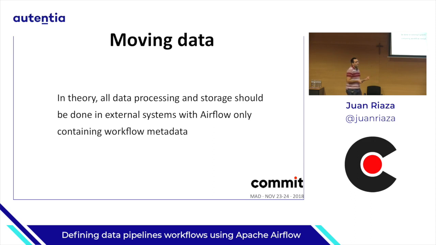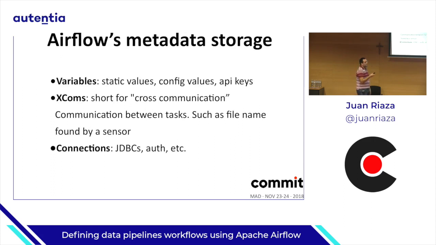So Airflow has the metadata DB that contains the necessary data for each task to be executed, and contains the workflow metadata. We'll check how this works. But pretty much the metadata DB stores variables, those are static values, config values, and API keys. And we have this special term that's called XCom. This is how one task communicates with another task. In this case, well, it's short for cross communication.